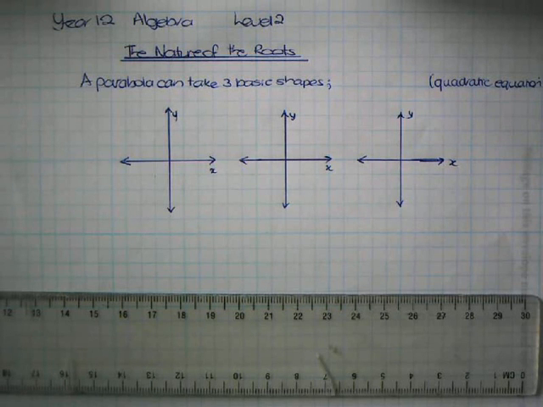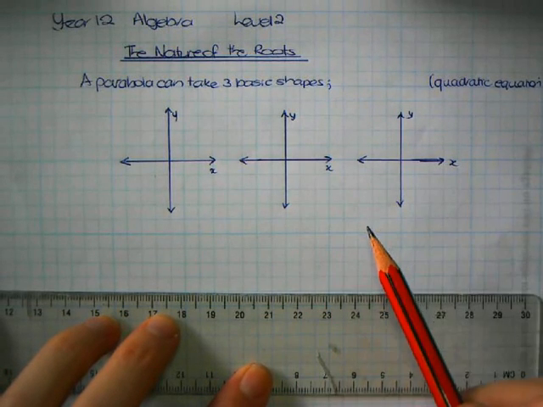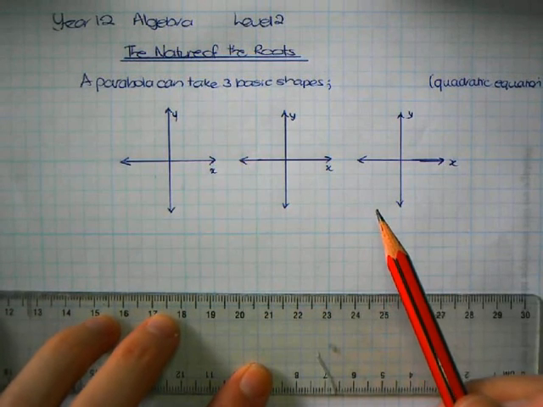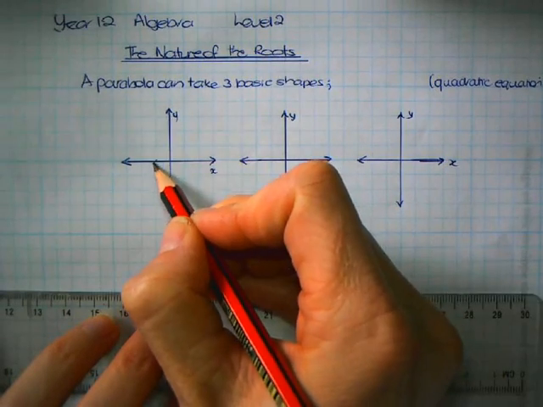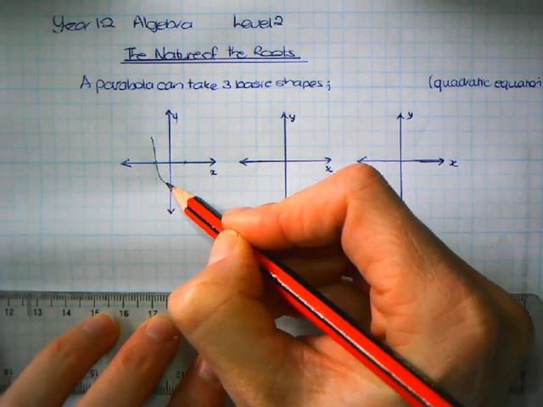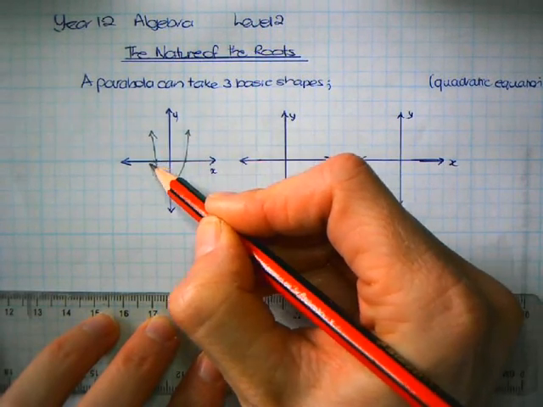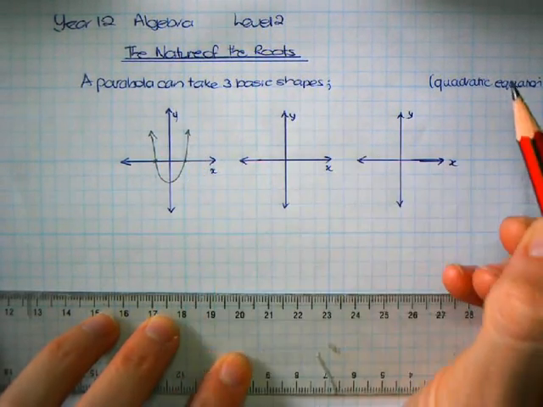This is Year 12 Algebra, Level 2, the nature of the roots. A parabola, which is a quadratic equation, can take three basic shapes. The first one is that it cuts the x-axis twice. So it comes down through the x-axis and back up again like that. And we call that, we have two cuts there.